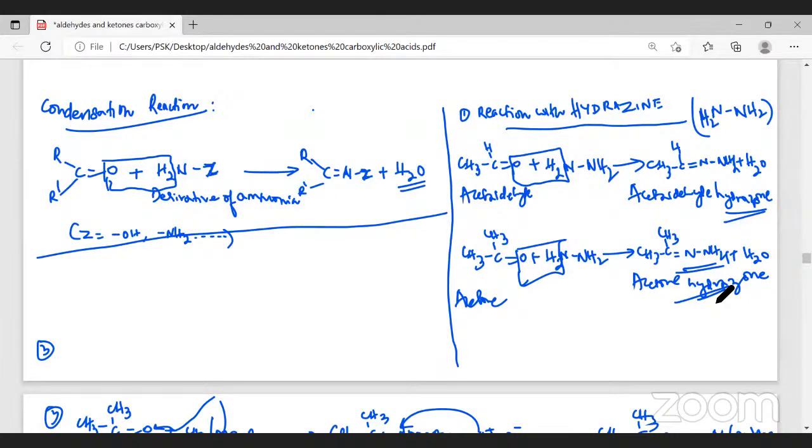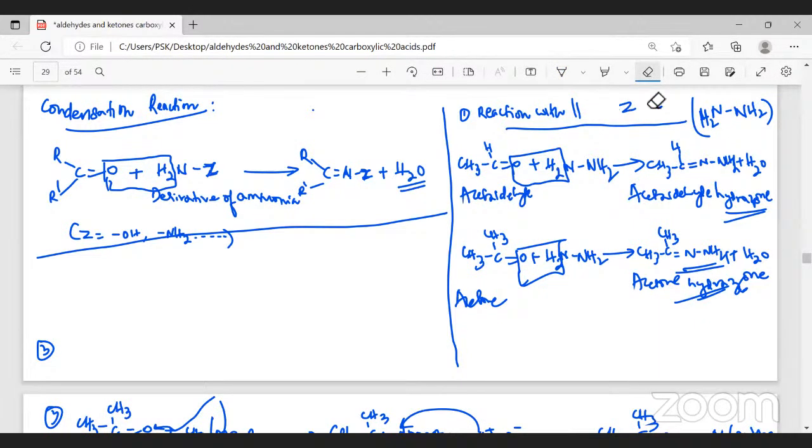Yes, sir. The next concept is the reaction with phenylhydrazine. Now, what is this phenylhydrazine? Hydrazine formula is what? NH2, NH2. If one of the hydrogens of hydrazine is replaced by a phenyl group, C6H5, it's called phenylhydrazine.